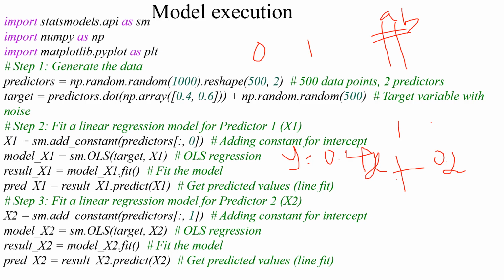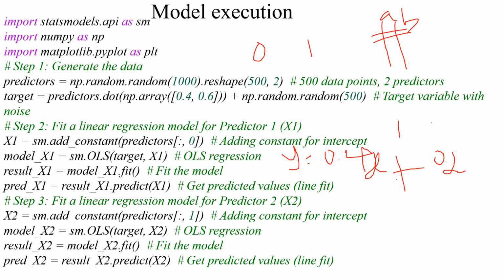The same concept is applied for the second column. For the second column, you have to replace by constant. Then you have to apply ordinary least squares, then get the model, then you have to predict the value. So once you fix the model, then model in the sense y equal to mx plus c, or y equal to 0.4x plus 0.2. From that, you have to predict.